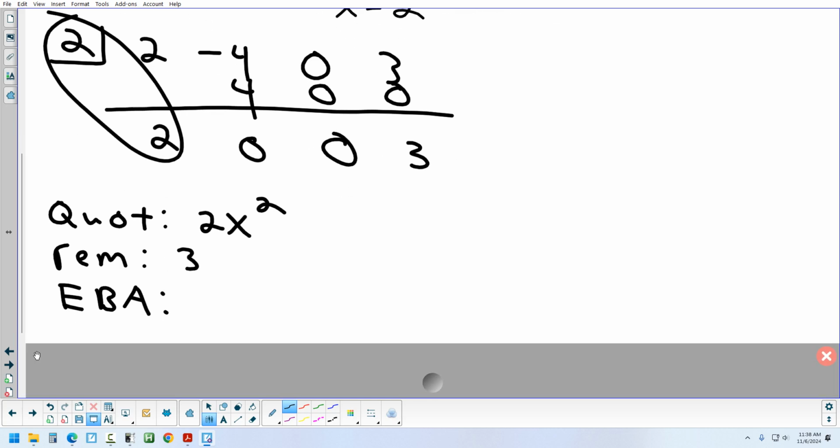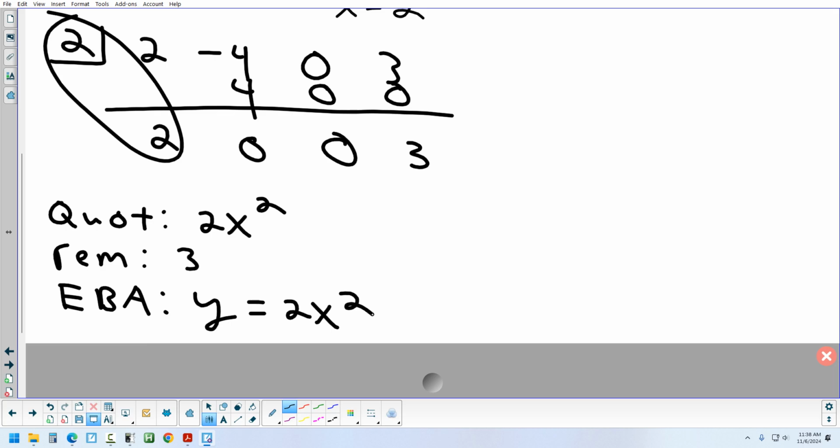The EBA is always an equation, and it always starts out y equals. What's going to go on the other side for the EBA? 2x squared. Yep. So when I say the quotient is the EBA, that's true. They're the same thing. It's just a matter of how you write the answer. The quotient is just an expression. The EBA is an equation. That's an important difference.